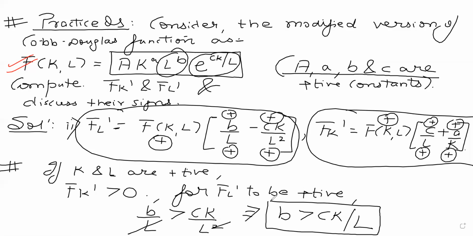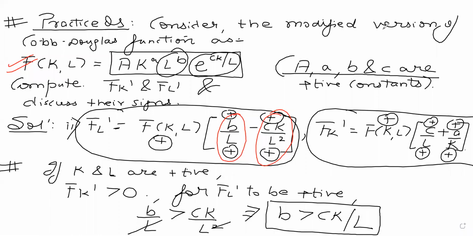Remember, FK dash will anyways be positive because all the constants are positive, capital and labor are inputs which are always positive. But for FL dash to be positive, that means for marginal productivity of labor to be positive, B should be greater than CK by L. That means this term should be greater than this term for FL dash to be positive. So I hope all students have understood this question and have no doubts.